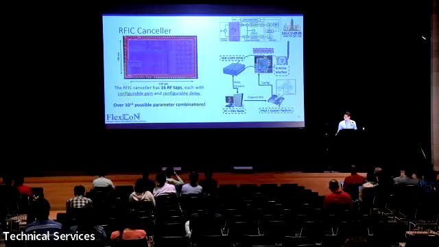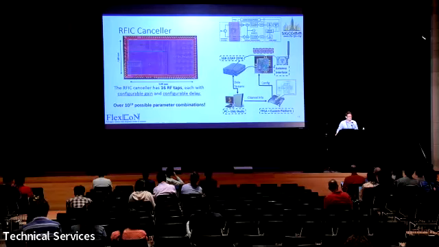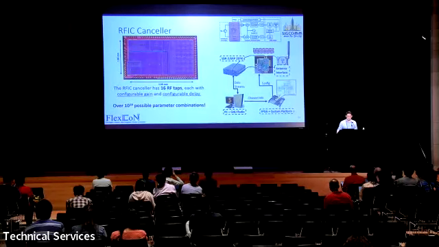The canceller. Well, I told you it's complex, but how complex is it? I told you it's got 16 RF taps. Every single tap has its own configurable gain and configurable delay. If you start playing with all the knobs and levers, that gives you over 10 to the 19th possible parameter combinations. And for every single packet that comes in, you have to find the best configuration that will optimize your self-interference. And that's no easy task.